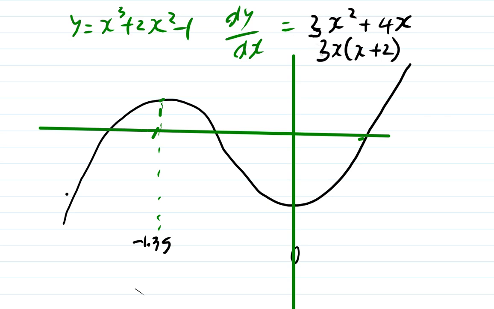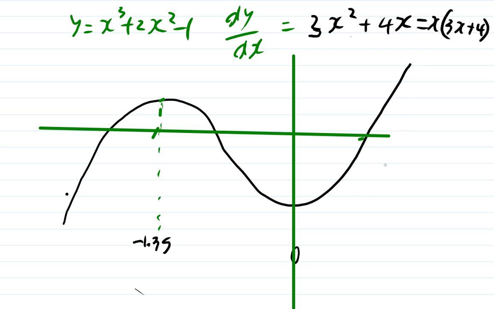So it's 3x squared plus 4x. My mistake, we have to make a little change to that. This amounts to, when you factorize, x outside the bracket and inside the bracket you have 3x plus 4. Now, what are the points at which this is equal to 0?